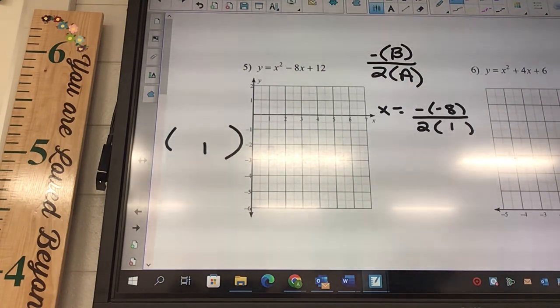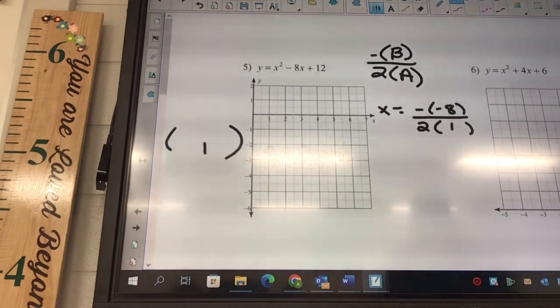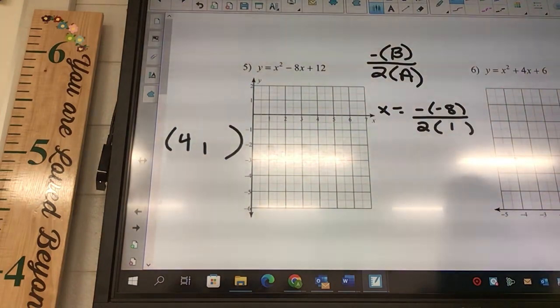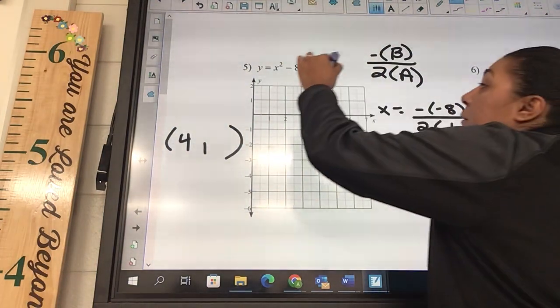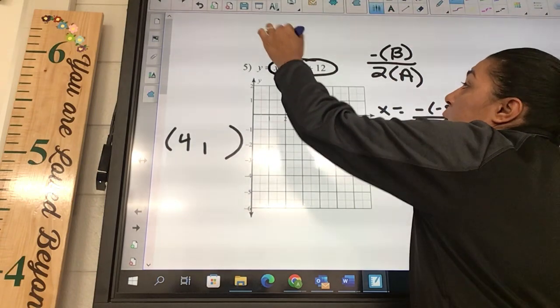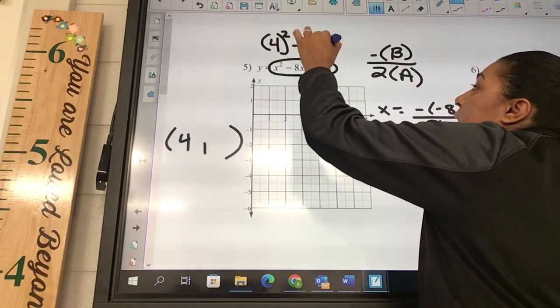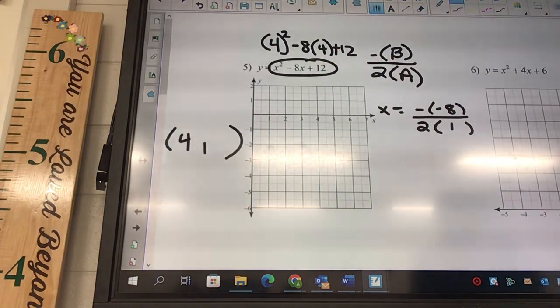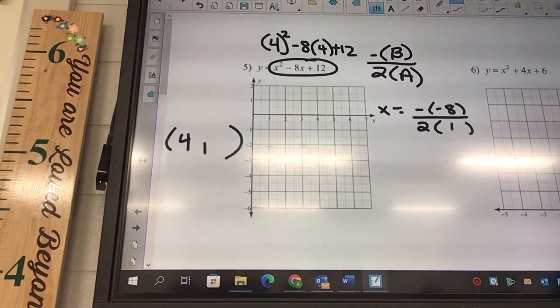What did you guys get? 4. What do we do with that 4? Yeah, okay, we're going to plug it in here everywhere. So we got 4 squared minus 8 times 4 plus 12. And you probably forgot minus one of these negatives.